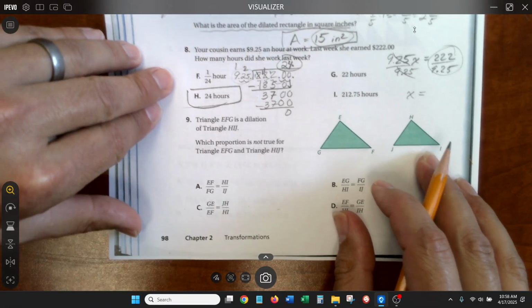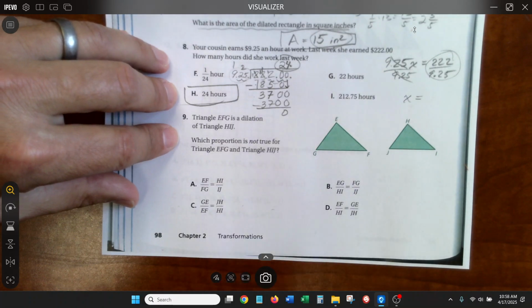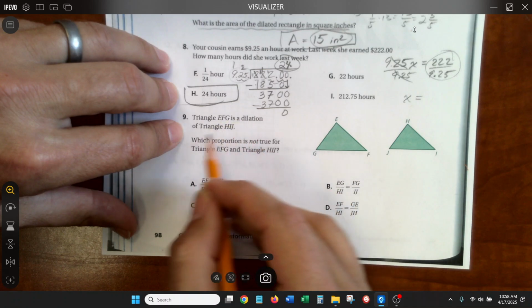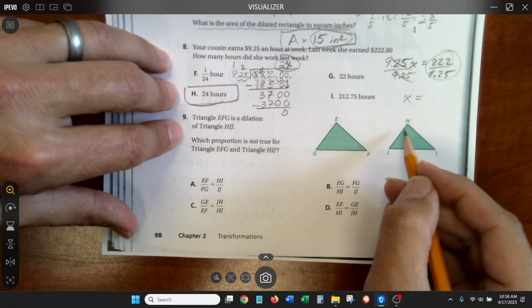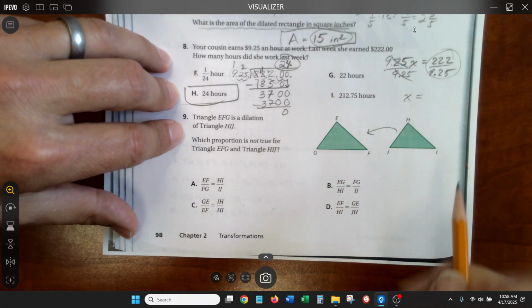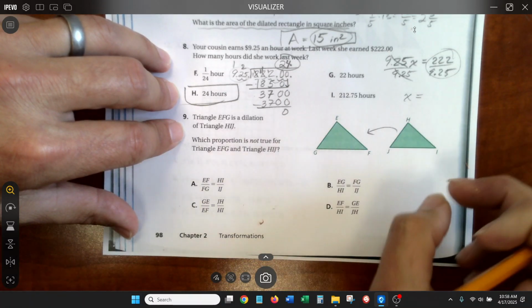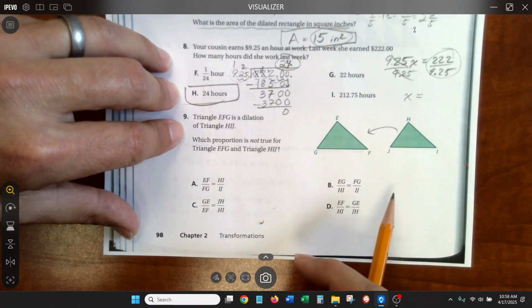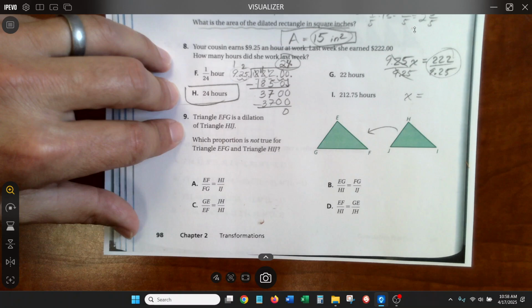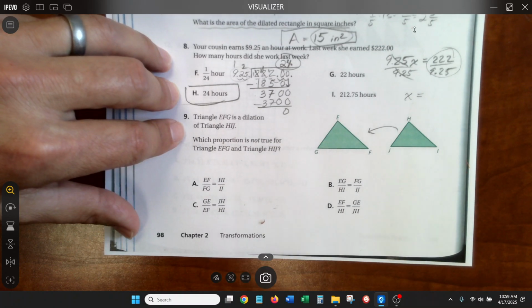The number 9 here. Oh, this is the fun one. Okay, so triangle EFG is a dilation of triangle HIJ. So maybe it's a little bigger, maybe it's a little smaller. Kind of looks, now that I look more closely, it's a tiny bit bigger. But that means that the ratios of corresponding sides of similar triangles are congruent.